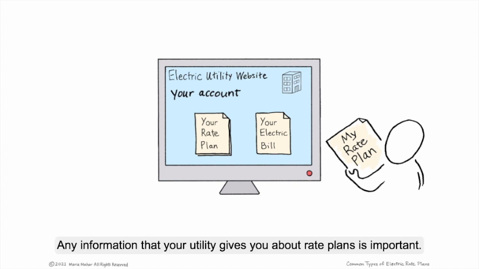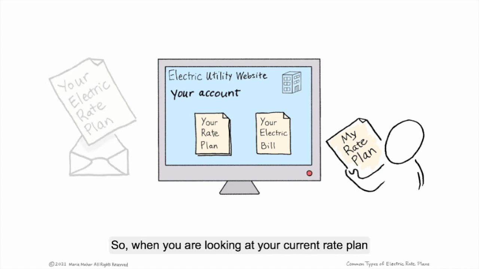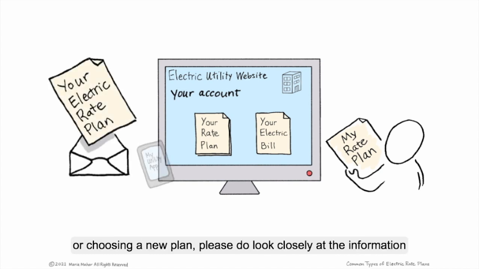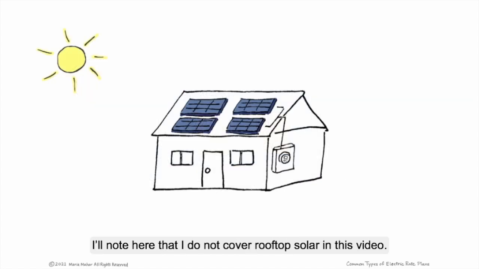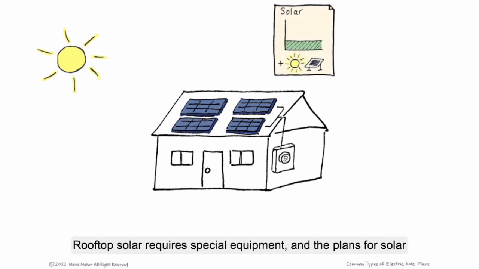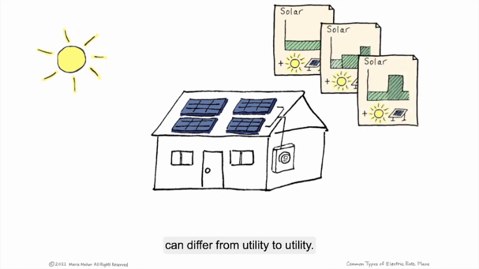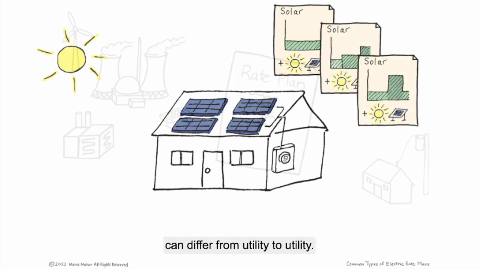Any information that your utility gives you about rate plans is important. So when you are looking at your current rate plan or choosing a new plan, please do look closely at the information that your utility provides. I'll note here that I do not cover rooftop solar in this video. Rooftop solar requires special equipment, and the plans for solar can differ from utility to utility.